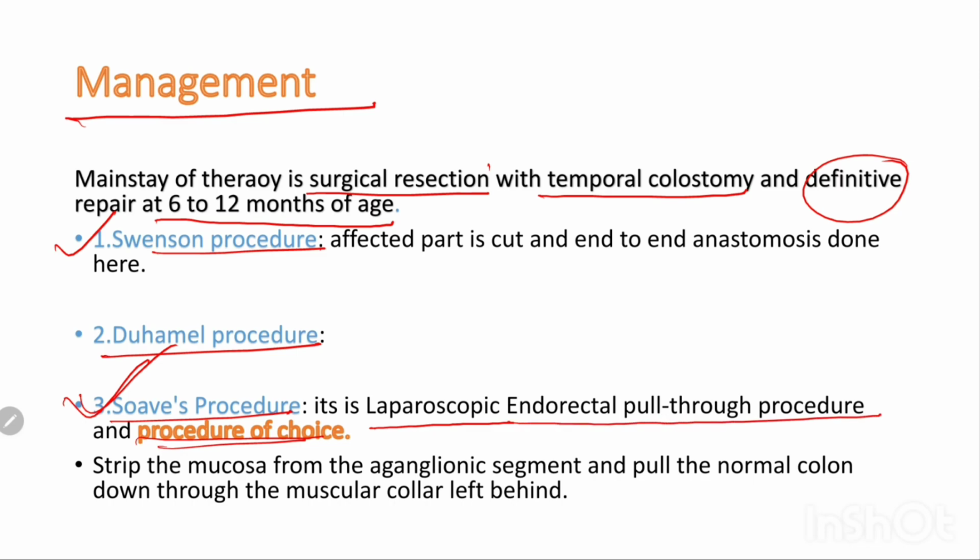What is done in this procedure? The mucosa of the aganglionic segment is stripped first and then the normal colon is pulled down through the muscular collar left behind.